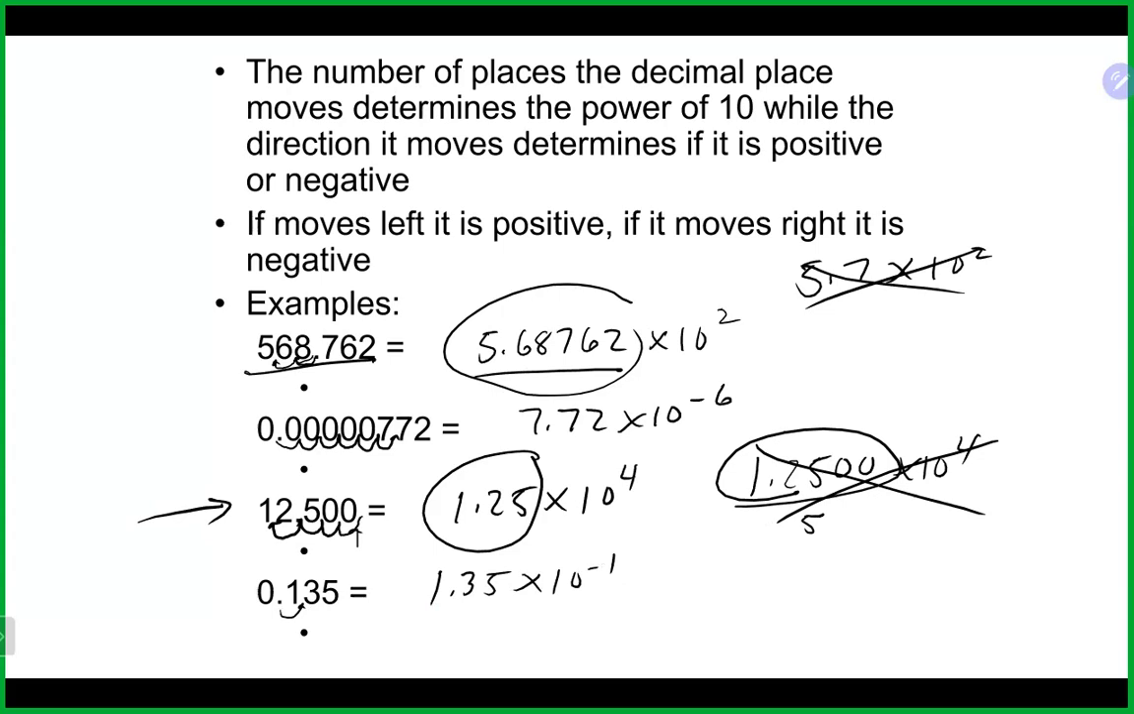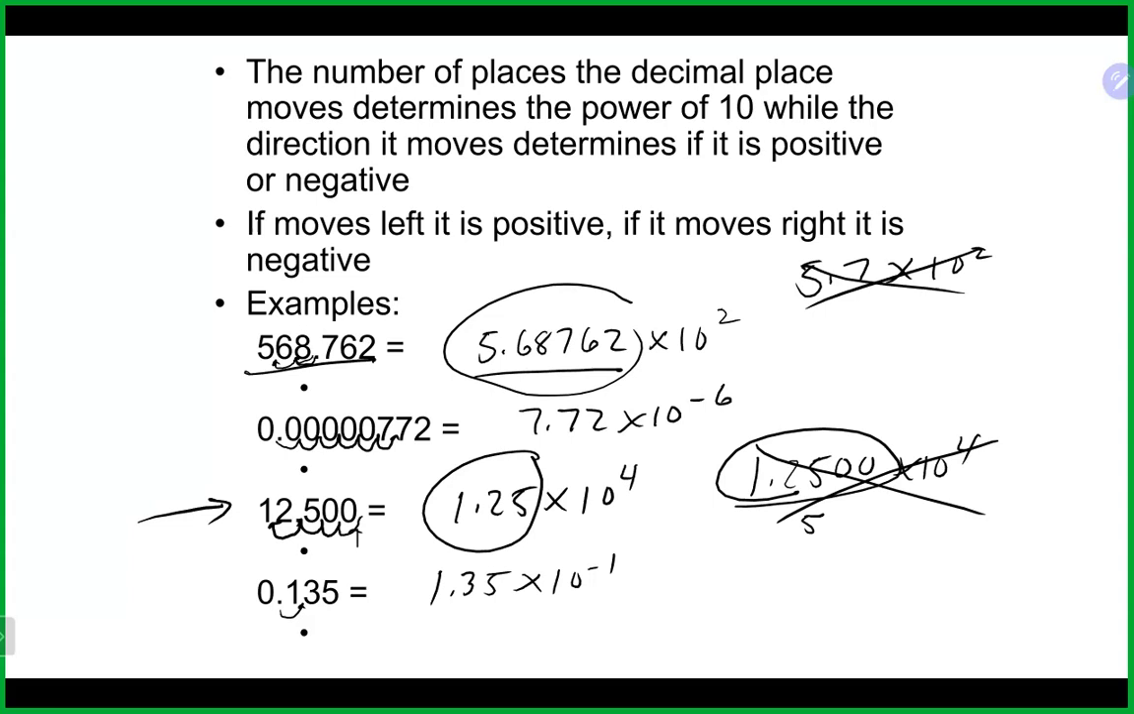Any questions on any of those there? So again, you do need to be able to write things in scientific notation. You need to be able to go from scientific notation backwards. And probably more important than all that is you need to be able to punch in your calculator correctly.